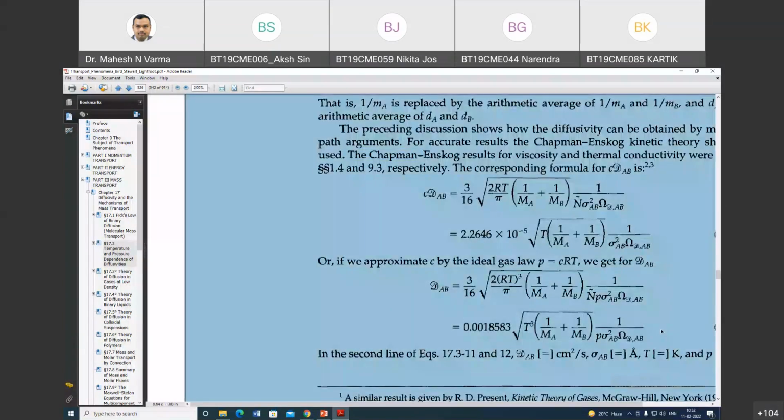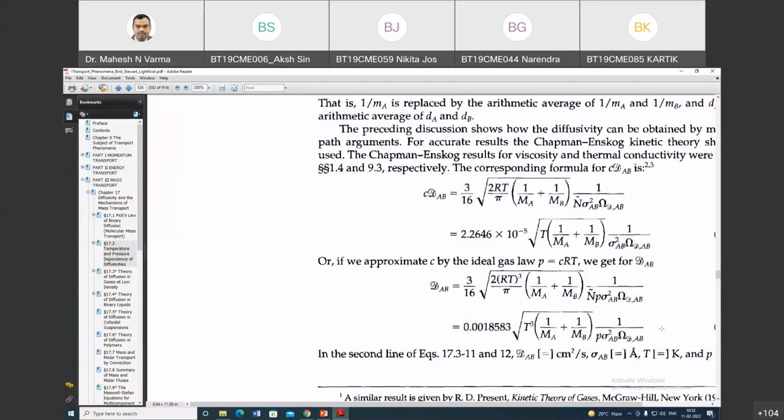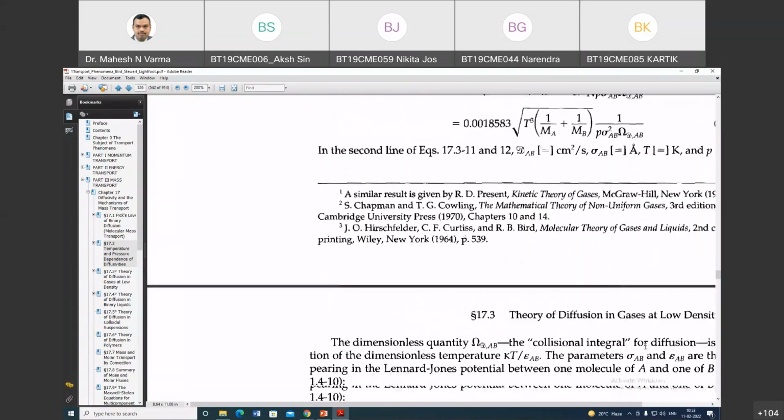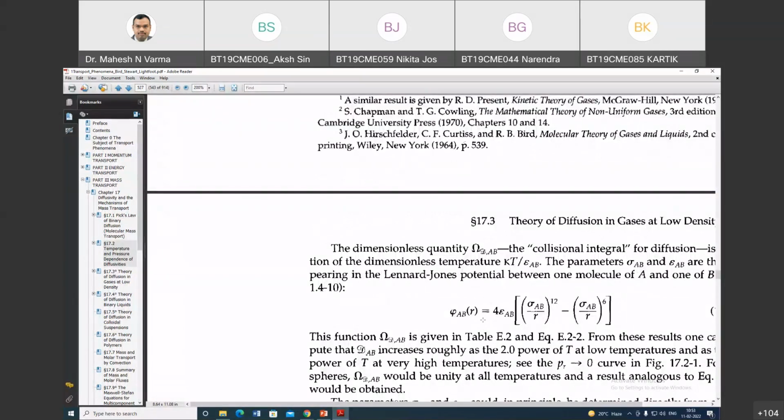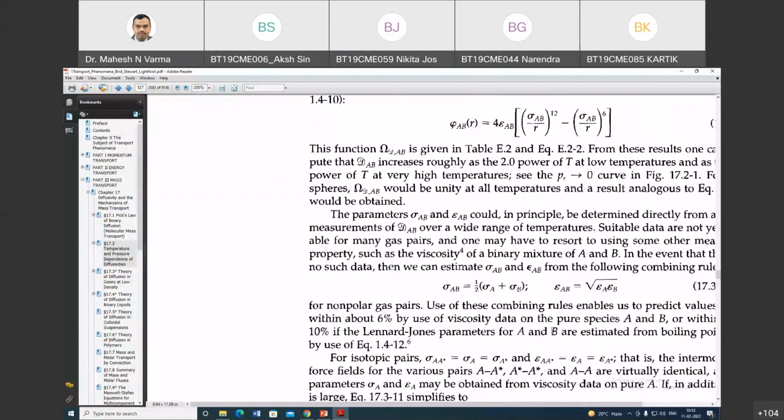This is the equivalent of the Chapman equation in heat transfer and the Maxwell equation in momentum transfer. So this equation you can use to estimate diffusivity. Again, you need the collision integral AB and the collision diameter AB. So how to get this collision integral AB? Okay, that formula is given. That can be related with the collision integral of A and collision integral of B, and this epsilon AB is obtained as under root of epsilon A times epsilon B.